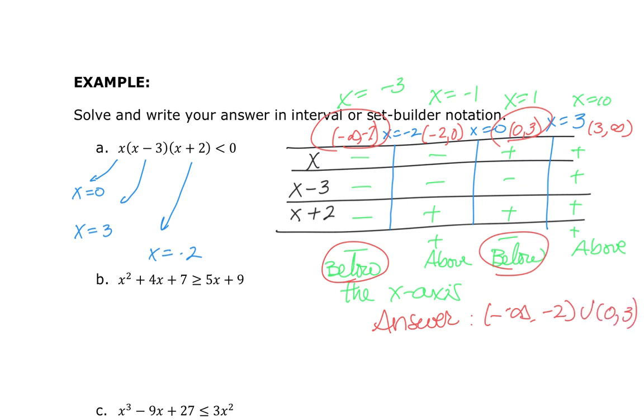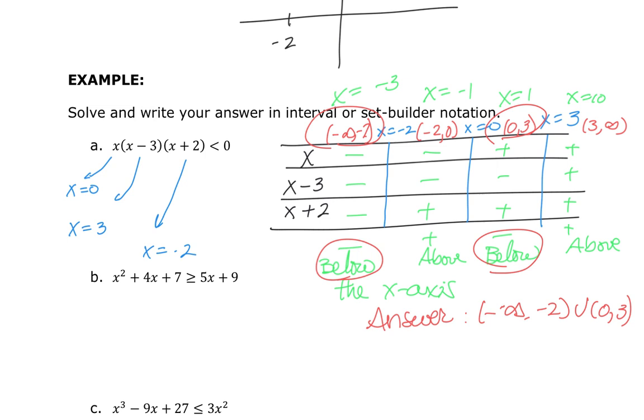Now I said this can help us graph, and it absolutely can. So let me just do a quick sketch. I still had to find my zeros, which I did, and all the zeros happen to be real numbers, so they are intercepts. That was at negative 2, at 0, and at 3. The first region tells me I am below the x-axis, then above, then below, then above, which means my graph has to look something like this. So the sign charts do help me graph.